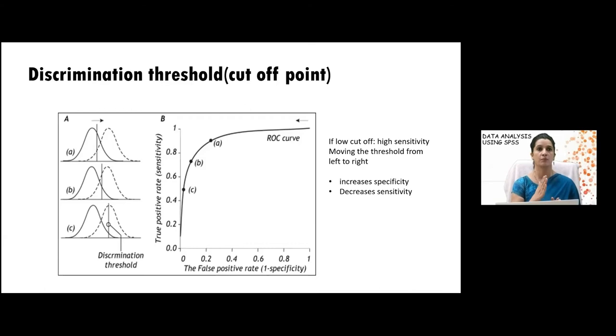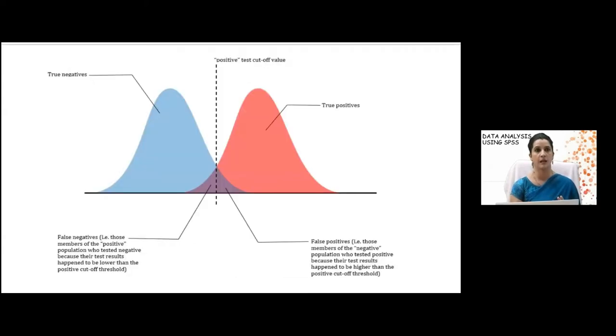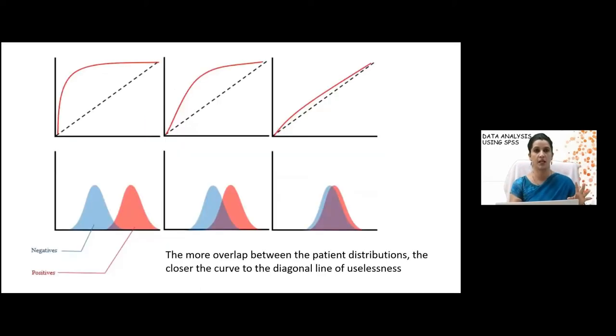As we move more towards the right, because this discrimination threshold is the cutoff point. So discrimination threshold, this word we use for the cutoff point. If you keep your cutoff point towards the right side, meaning you have increased your cutoff, then your sensitivity will reduce and your specificity will increase. And we have seen how it happens. This is again the same graph which you have seen, with false positive and false negative, and how changing the cutoff can affect your sensitivity and specificity. So we want a cutoff where we can balance these two things, sensitivity and specificity.